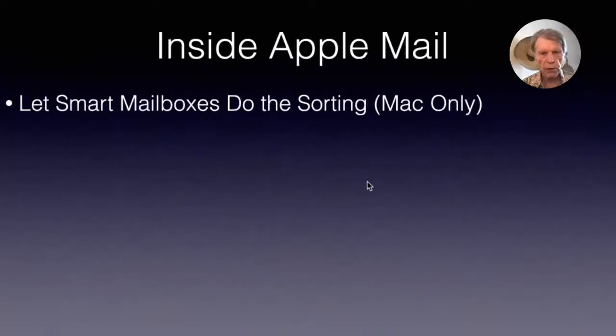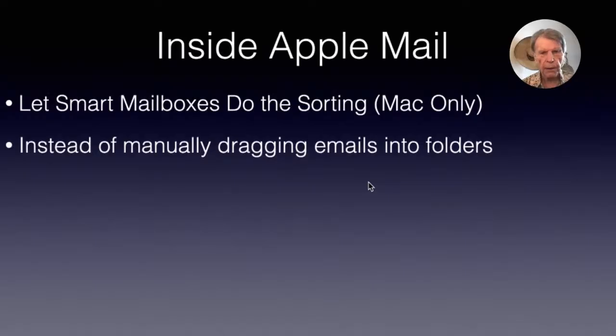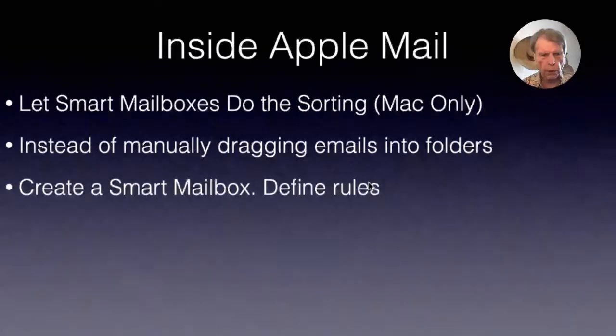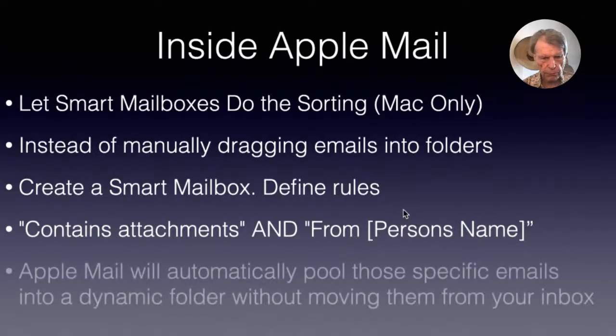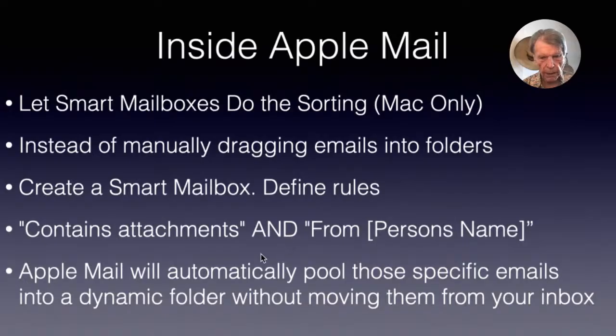So there's such a thing as smart mailboxes, and they kind of do sorting for you. It only works on the Mac, and instead of manually dragging emails into folders, you can create a smart mailbox and define the rules that would automatically put an email into that box. So for example, you could have a smart mailbox that says contains attachments and from whatever the person's name is. So then the mail will automatically pull those into a dynamic folder without removing them from your inbox. So let's see how that works.